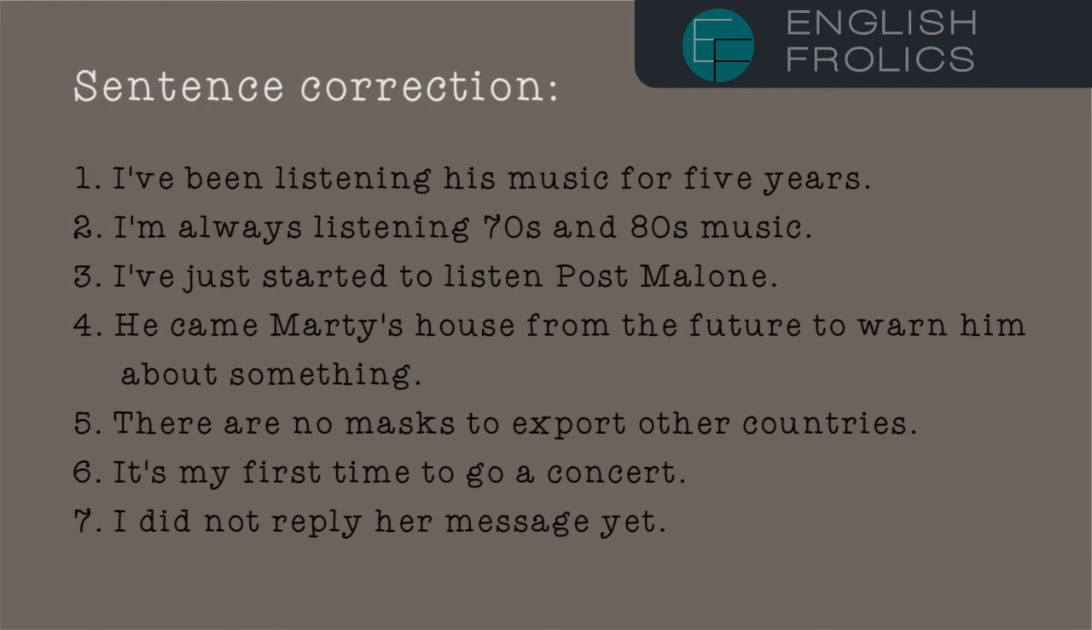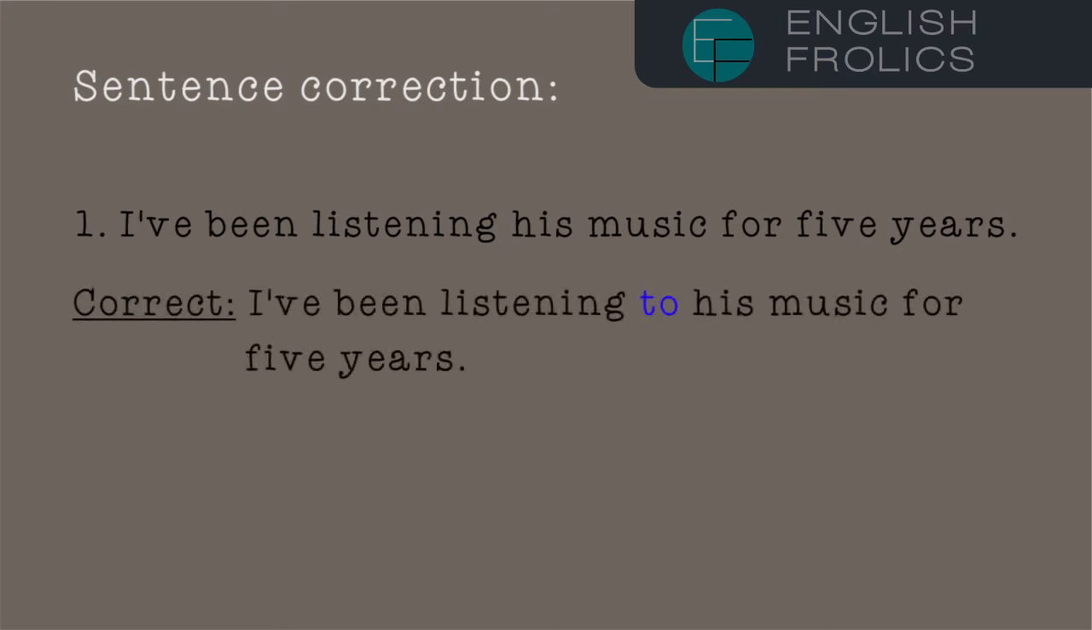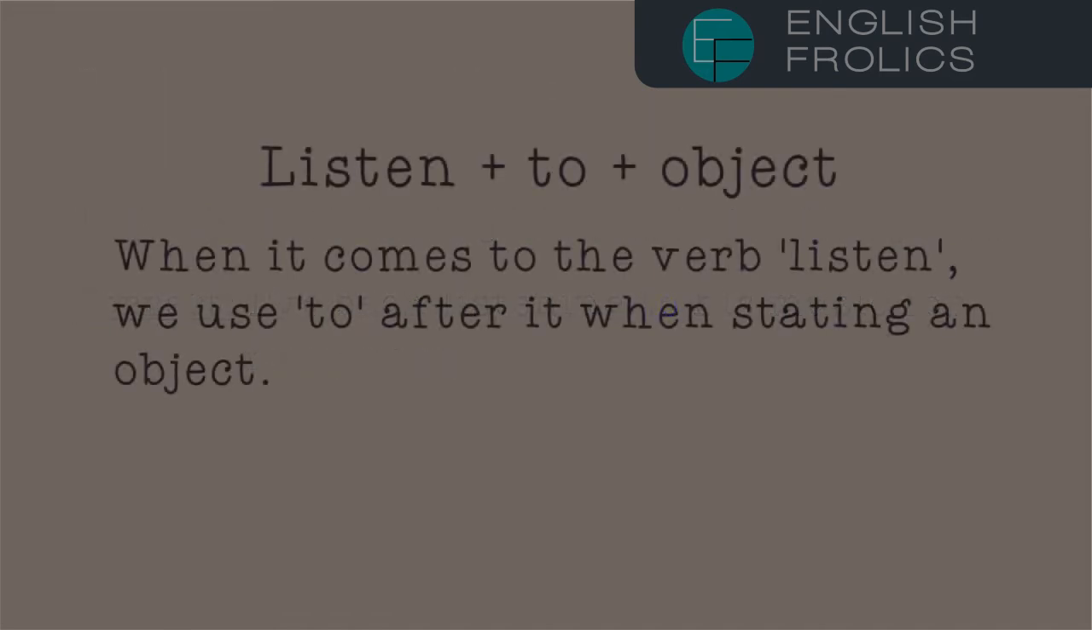Here we have 7 sentences that need just a bit of tweaking to make them correct. As mentioned a while ago, we are talking about the preposition to, so you probably already know how to fix these sentences. Let's have the first one. I've been listening his music for 5 years, but the correct sentence would be, I've been listening to his music for 5 years.